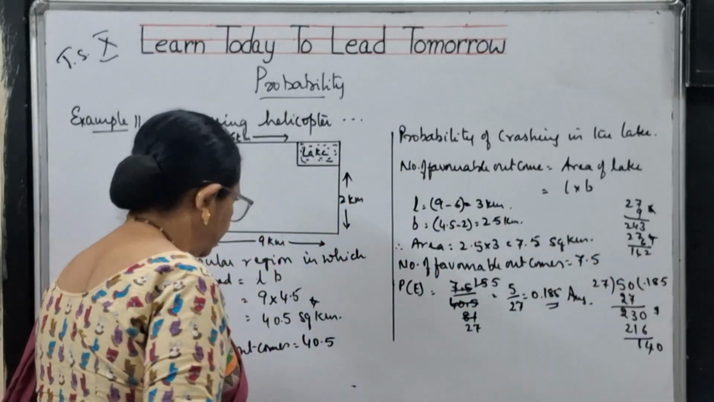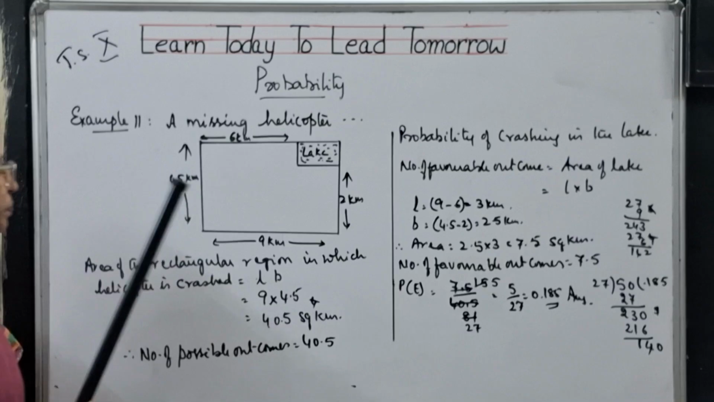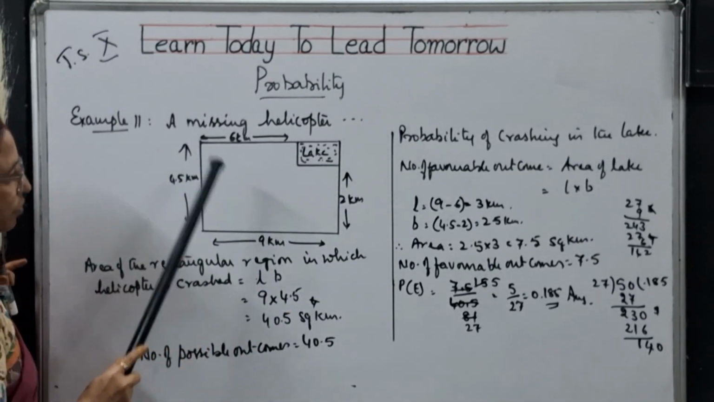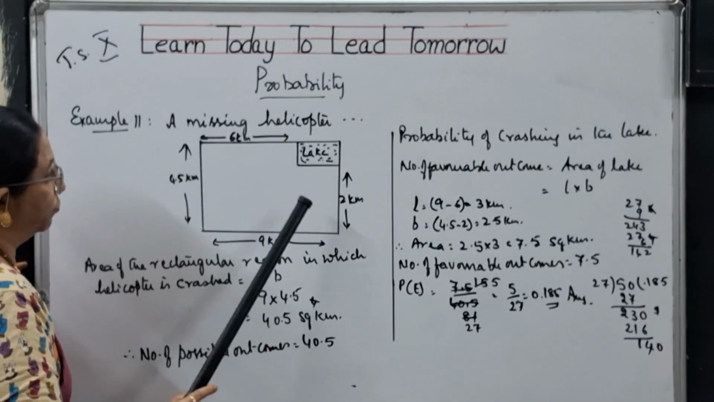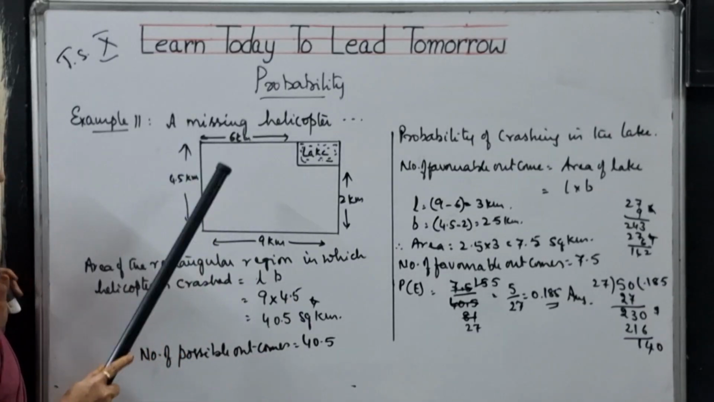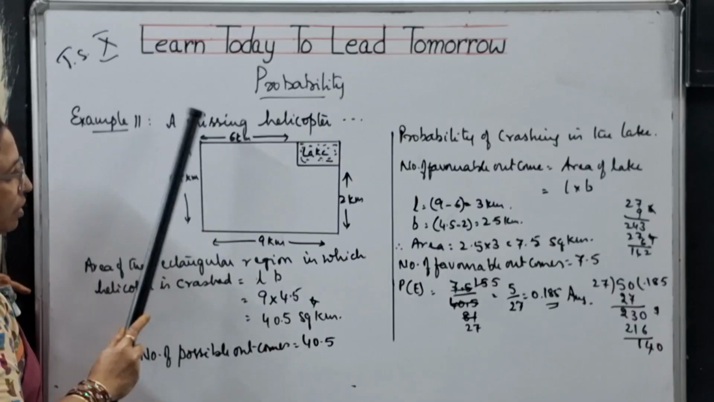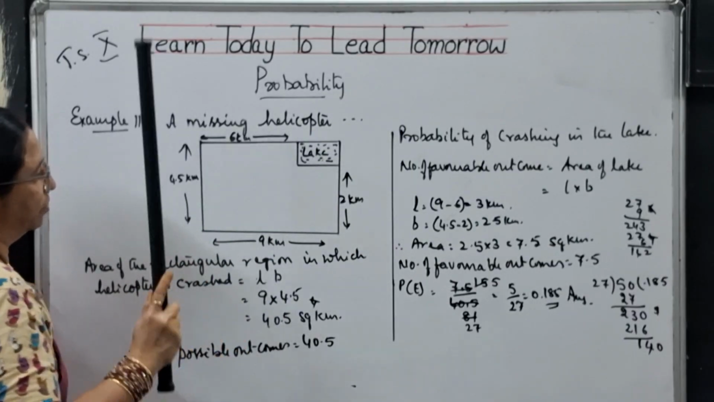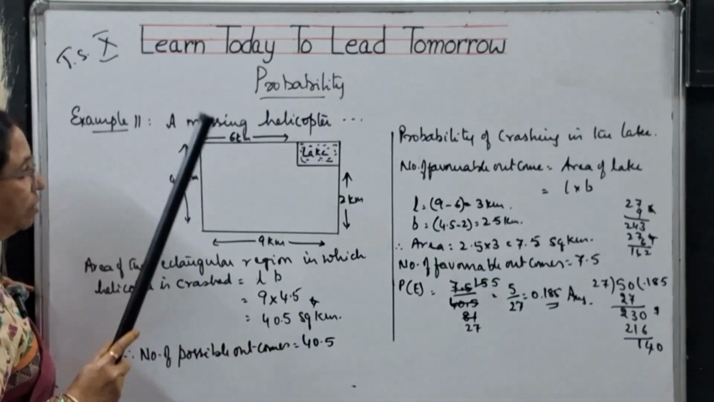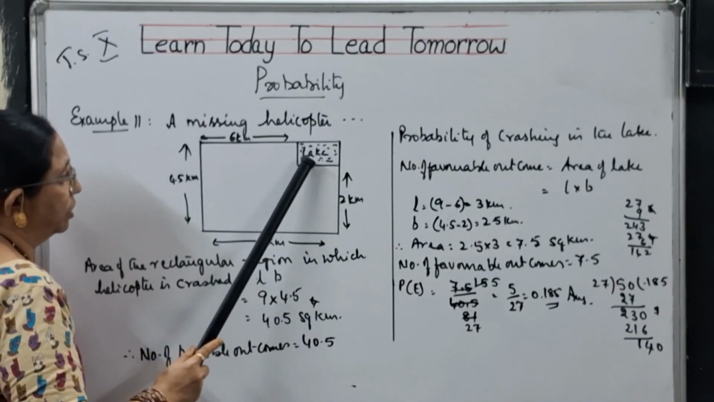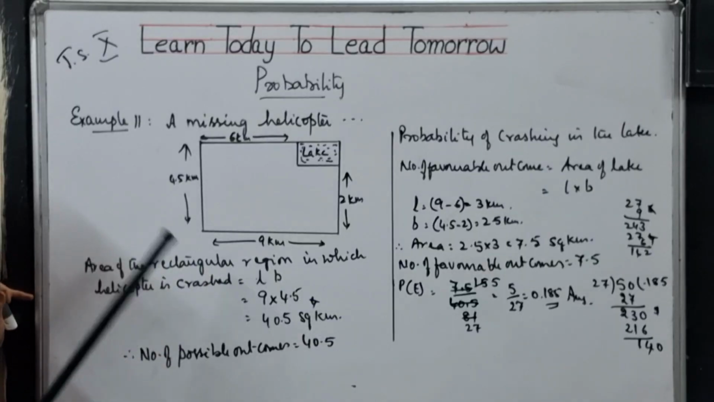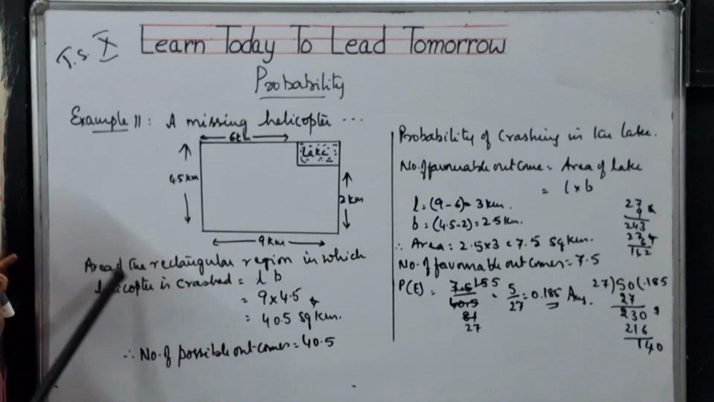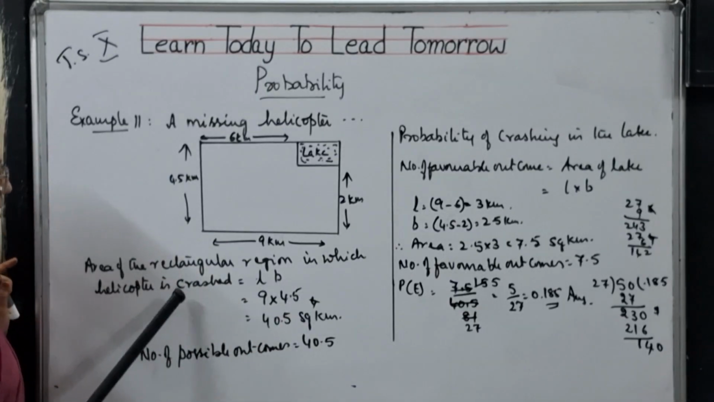So this is, once again let me explain. This is a rectangular area. It is like in your textbook, it is given like a forest area. The helicopter has crashed somewhere here in this area, and this forest area is having a lake. This is the measurement that is given to us. Now the question is, what is the probability that the helicopter will crash in the lake? So first let us see what is the area of this rectangular region.